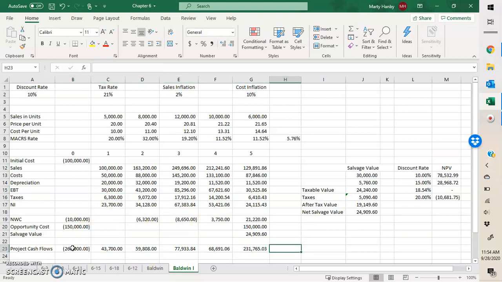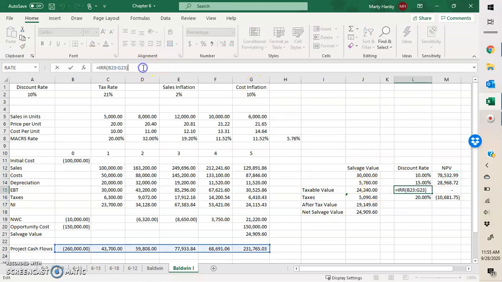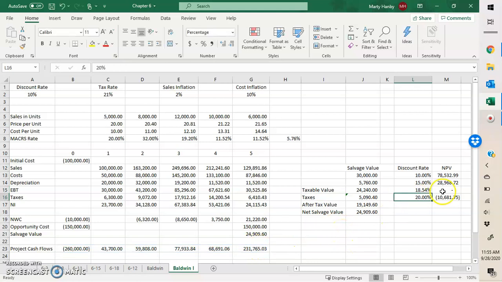Over here, I've set up a calculation. Our discount rate here is 10%. Our NPV is $78,532.99, which is exactly what they got in the book. Here I calculate the IRR, the IRR of the cash flow. All you do is type IRR and highlight all the cash flows, and it will calculate the internal rate of return of 18.5%.